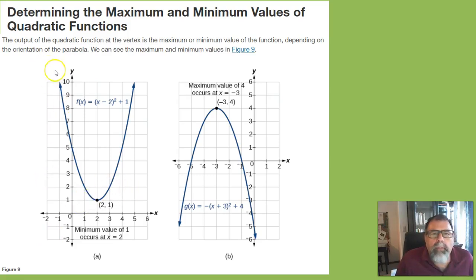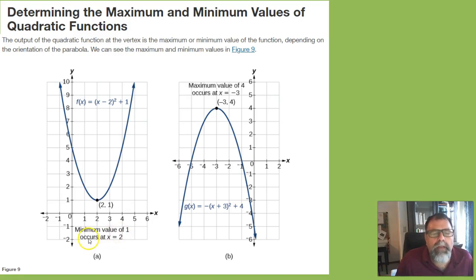Okay, so before we do that example, I just want to highlight what the textbook put here. It's common for students, when they give the max value or minimum value, to give me just the vertex, and that is not correct. The output of the quadratic function at the vertex is the max or min value of the function, depending on whether the parabola is opening upward or downward. So you can see in this one, the parabola is opening upward, the vertex is (2, 1), but we would say the minimum value is 1. The minimum value of the function is 1.